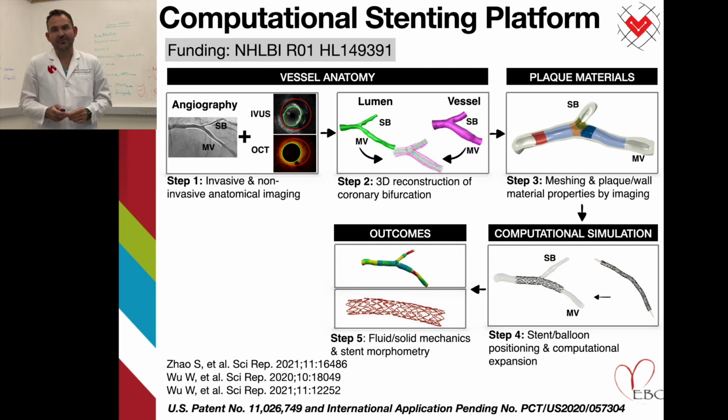This is the computational stent platform we use to simulate those techniques. We start with merging angiography with OCT to 3D reconstruct bifurcations. Then we assign plaque-specific material properties coming from OCT. We enter realistic stent designs and balloons into the platform. We run the computational simulations of 4 different techniques as I described, and then the outcomes of the platform of the study are stent morphometry as well as stent biomechanics.